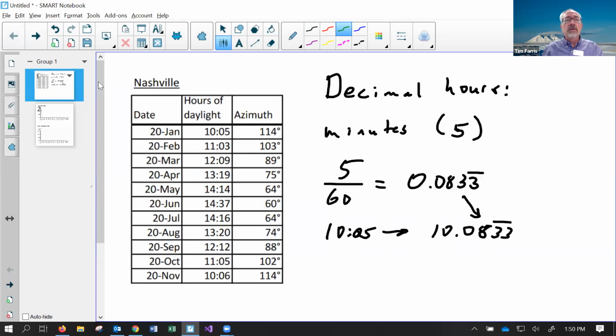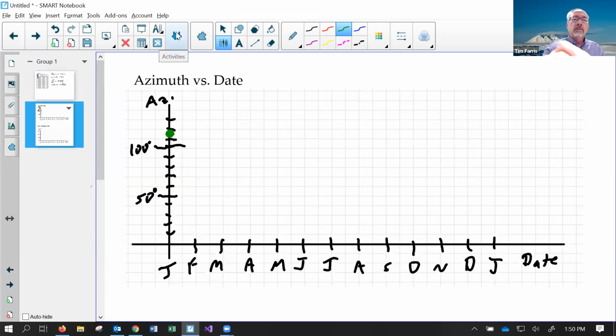Then we've got 103 for February. So on top of 103, or on top of February, I'm going to put one right about here, just a little bit above the 100 mark. I'm going to keep doing that until I get all the different data points plotted. So let me just kind of pretend that it keeps on doing something like this.